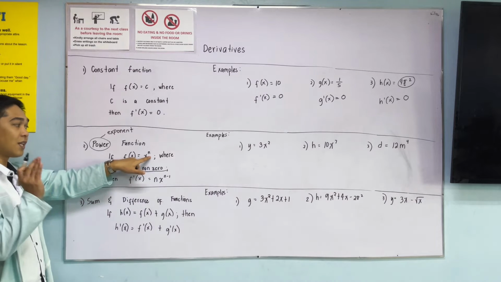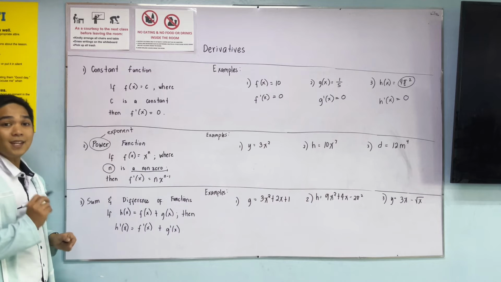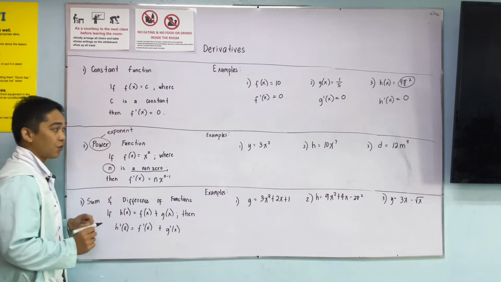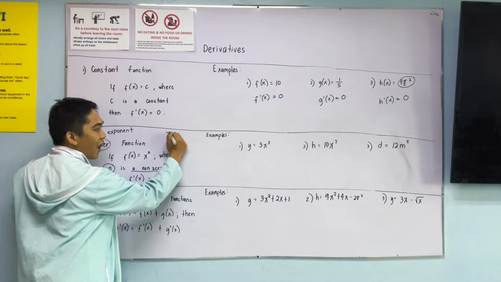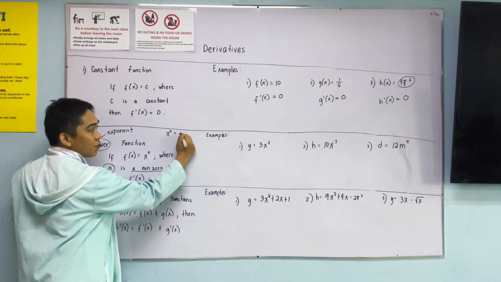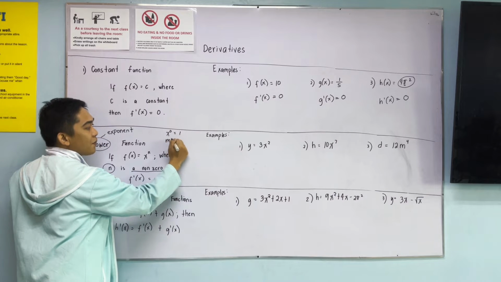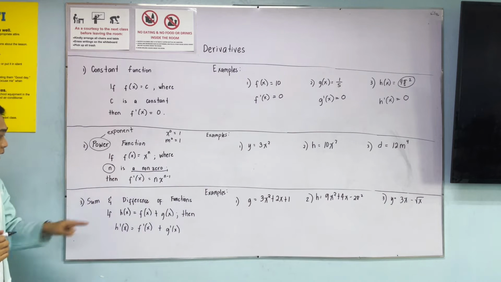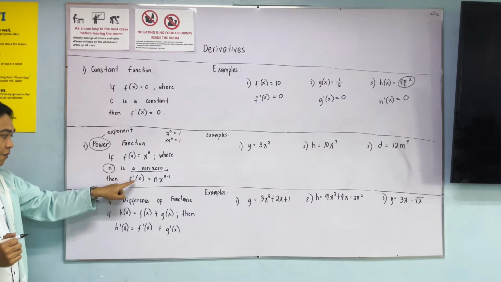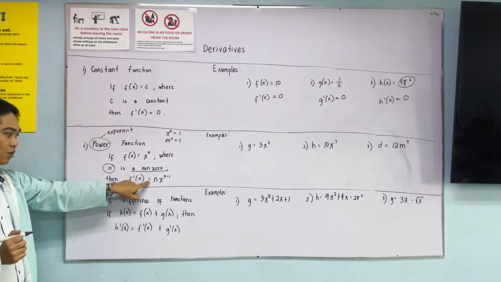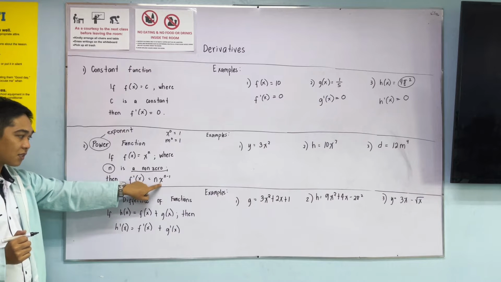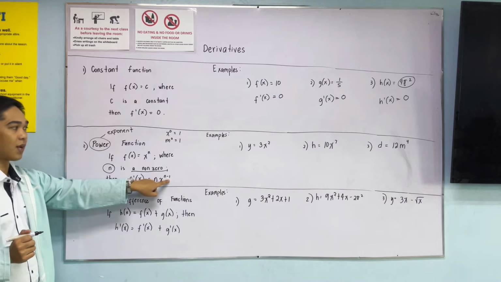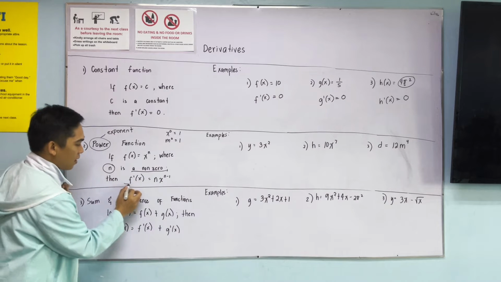Why? Because in our laws of exponents, any number raised to 0 is equal to 1. So let's say we have x raised to 0, that is equal to 1. m raised to 0, that is also equal to 1. Then, the derivative of x raised to n is equal to n times x raised to n minus 1. Right?